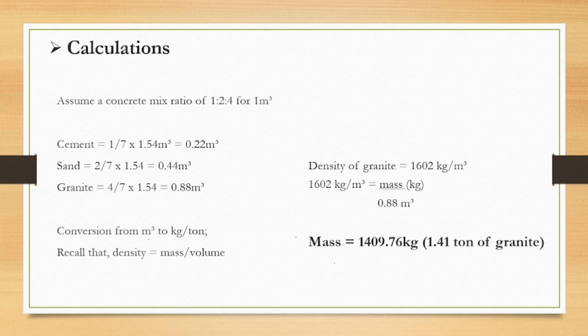So that's how to calculate for the amount of quantity you need. So I just did for 124 and I got 6.4 bags of cement, 0.7 ton of sand and 1.4 ton of granite using the mix ratio 124. So that's how to calculate for the material.